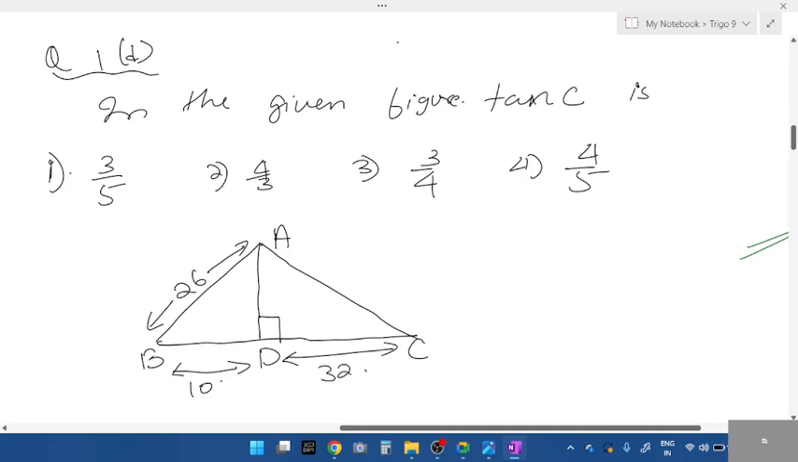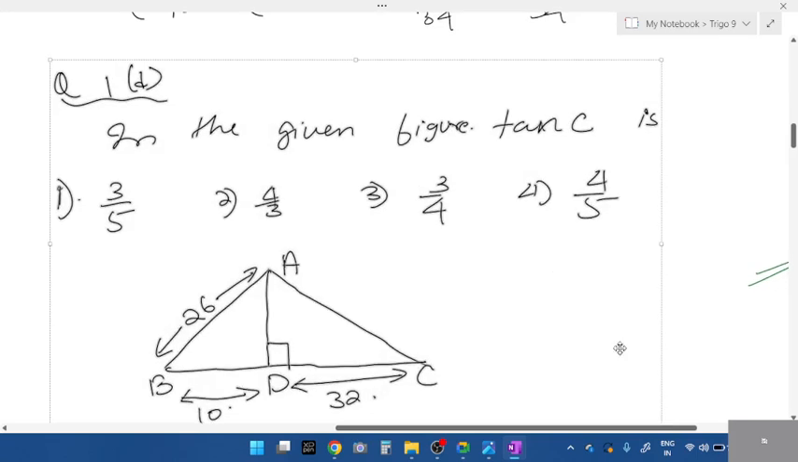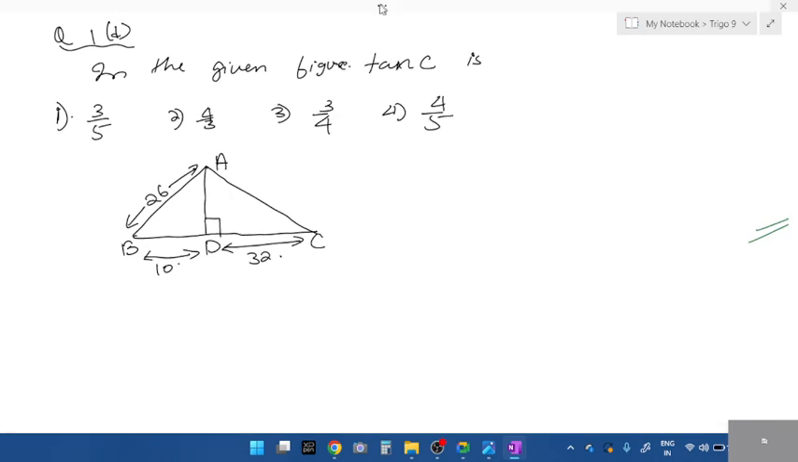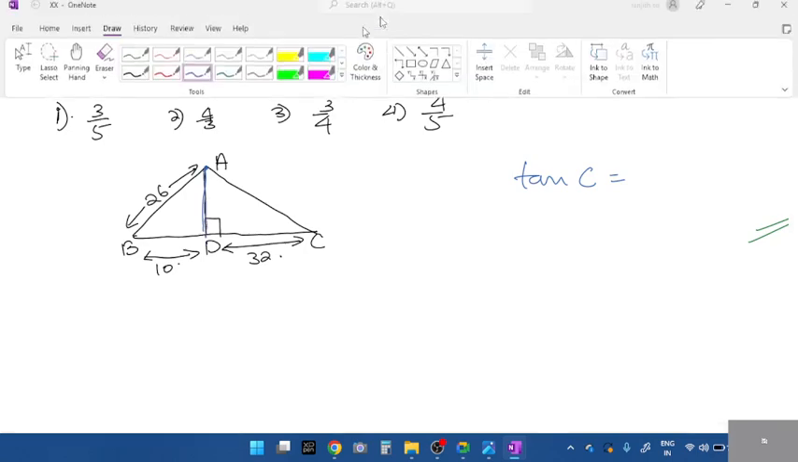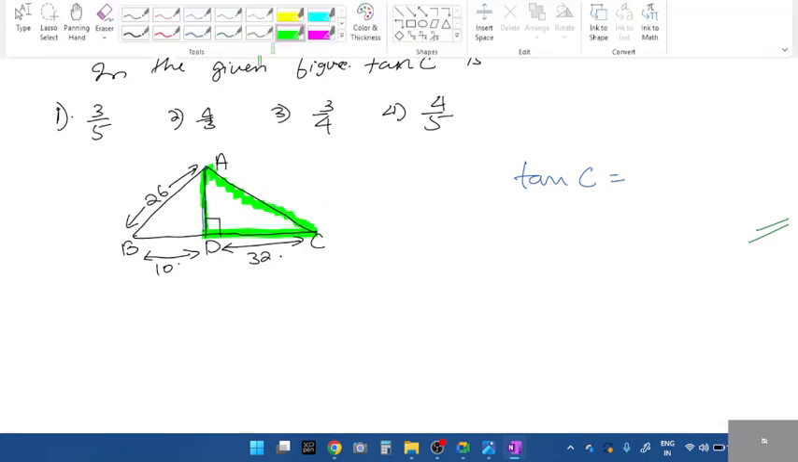Okay, these are the values, students. Total how many right angles are there in this? There are two right angles. What do we need to find? We need to find the value of tan C. What is the tan C formula, students? Perpendicular by base. Where is tan C? Is it in the first triangle or second triangle? Where is angle C? It's in the second right angle, right? Let me draw the second right angle. With respect to the second right angle, what is tan C, students?